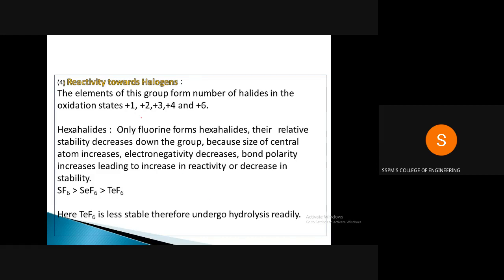Then reactivity towards halogens. The elements of this group form halides in the oxidation states +1, +2, +3, +4 and +6. So +6 is the oxidation state of sulfur. They form halides with the halogen atoms. Only with fluorine do they form hexahalides. Their relative stability decreases down the group, because the size of the central atom increases and electronegativity decreases.